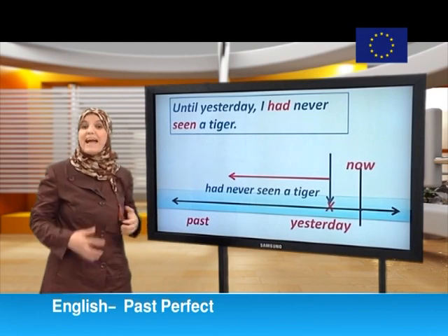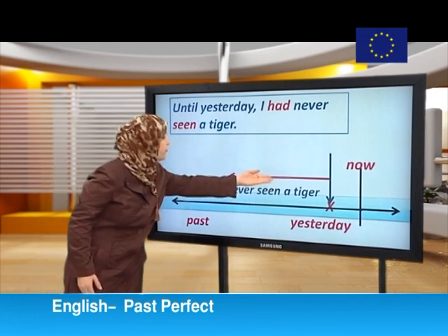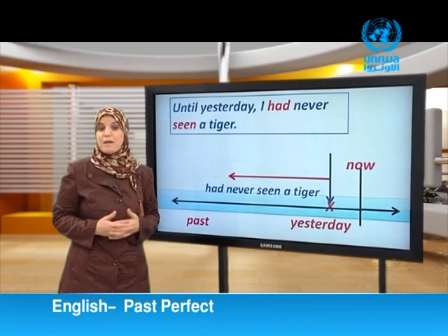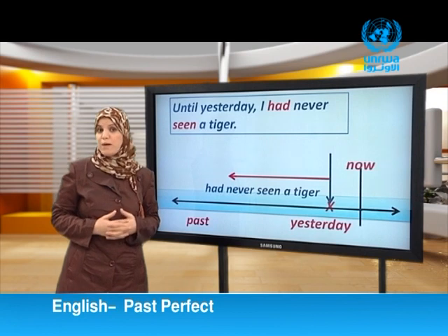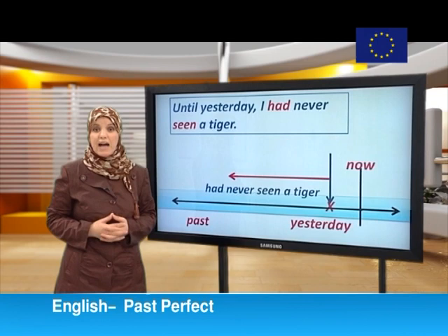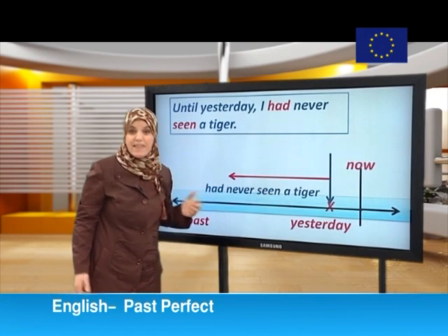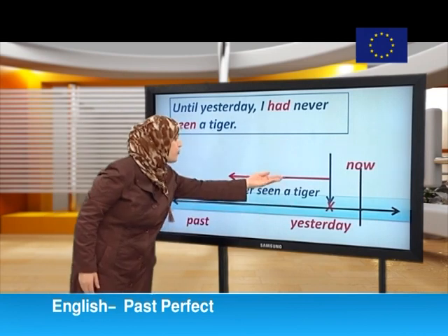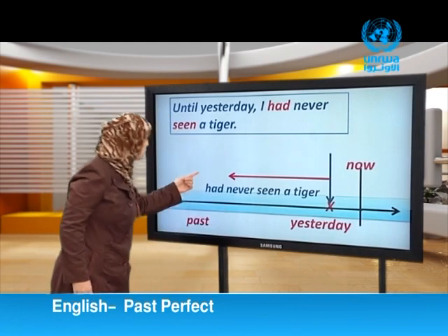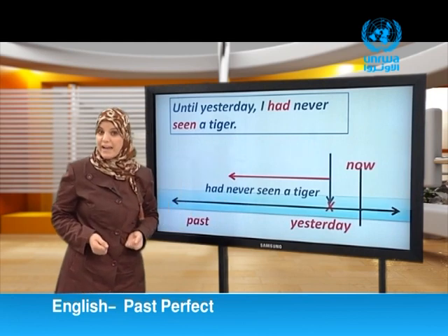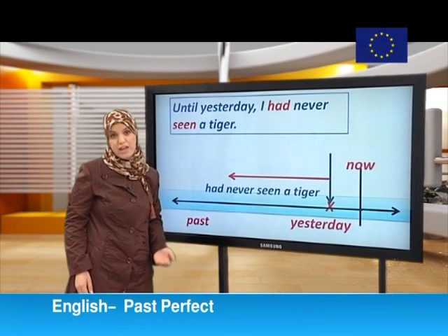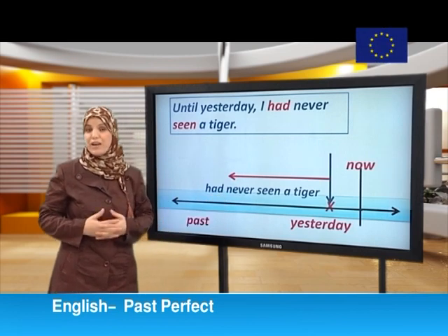We are talking about an action that happened before yesterday, before a certain time in the past. Notice, I'm not talking about now. If I'm talking about now, I will say, I've seen a tiger. I saw one yesterday. That was the first time. And before yesterday, I had never seen a tiger. So notice, we use the past perfect to talk about an action that happened before a certain time in the past. And now let's have another example.